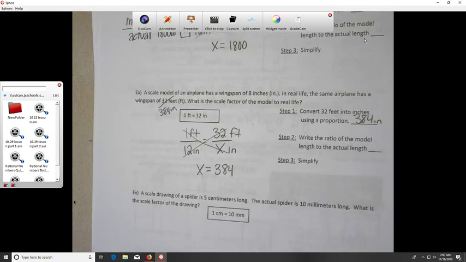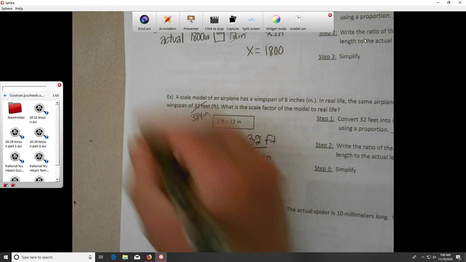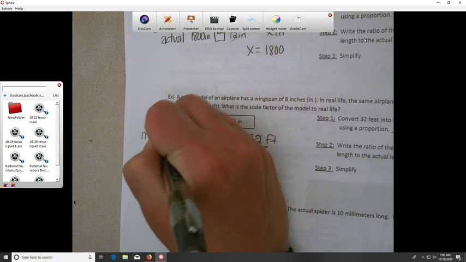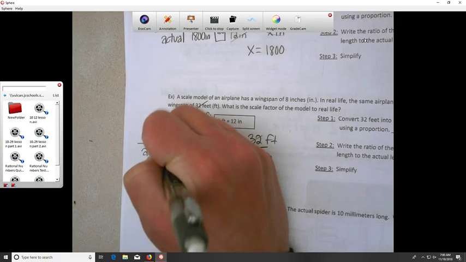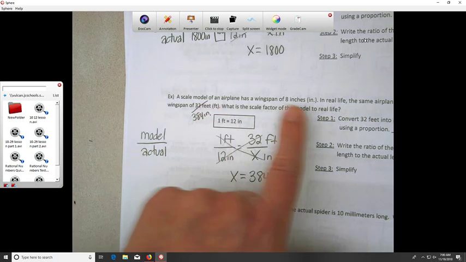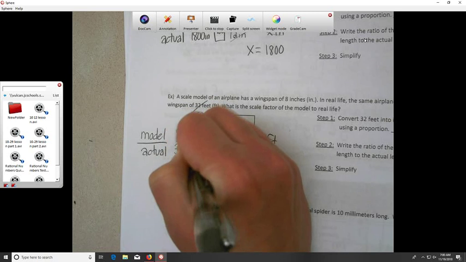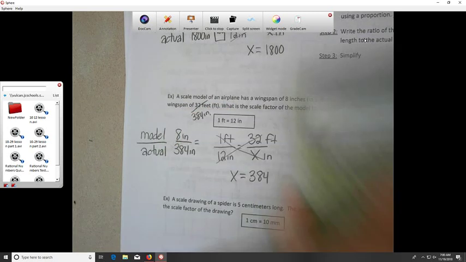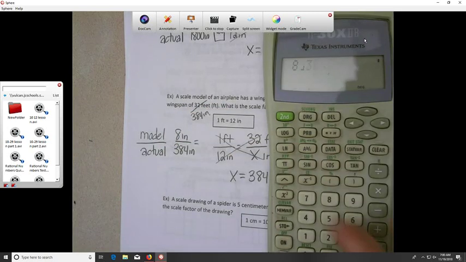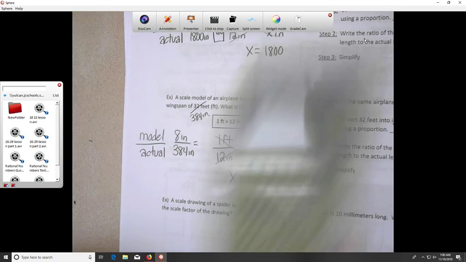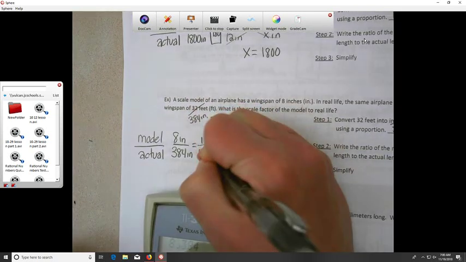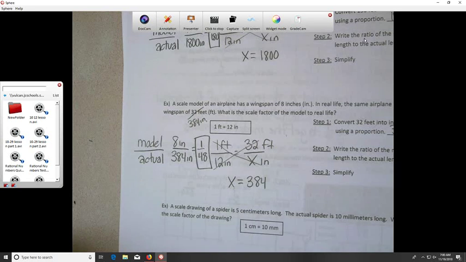Now that my units match up, the ratio is model over actual. So it said the model is 8 inches. The actual is 384 inches. On my calculator, 8 over 384, and that simplifies to 1/48. So our actual plane is 48 times bigger than the model.